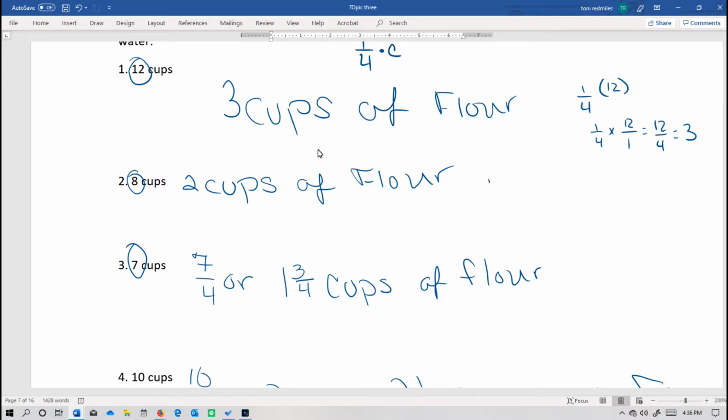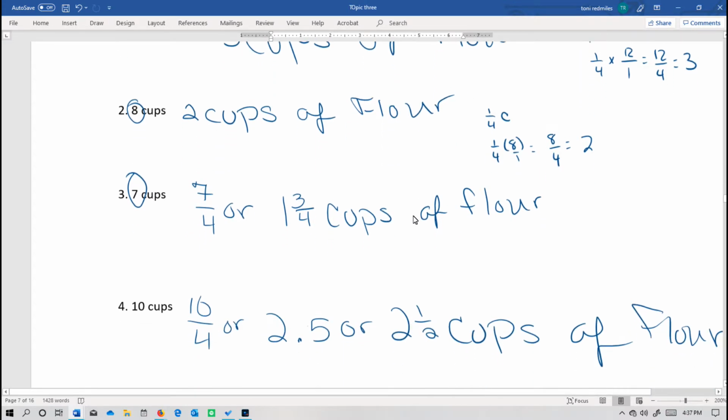All right, same formula, but this time I'm putting 8 in for C. This is multiplication, so I got to keep these parentheses around it, throw a 1 underneath, and I get 8/4. 4 goes into 8 2 times, so it's 2 cups.